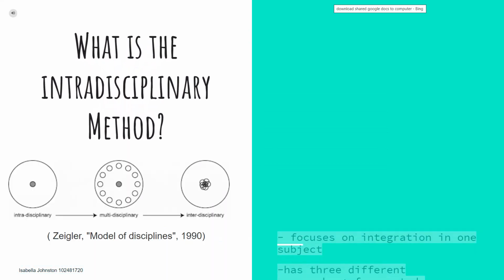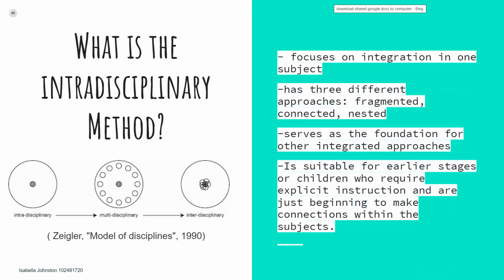What is the interdisciplinary approach? The interdisciplinary approach focuses on integration within one subject, such as maths or geography, and aims to connect that subject's knowledge and skills into a coherent whole. It can be broken down into three models: fragmented, connected, and nested. For the purpose of keeping this presentation digestible, I will only be focusing on the fragmented approach and the pros and cons of using this in our classroom.